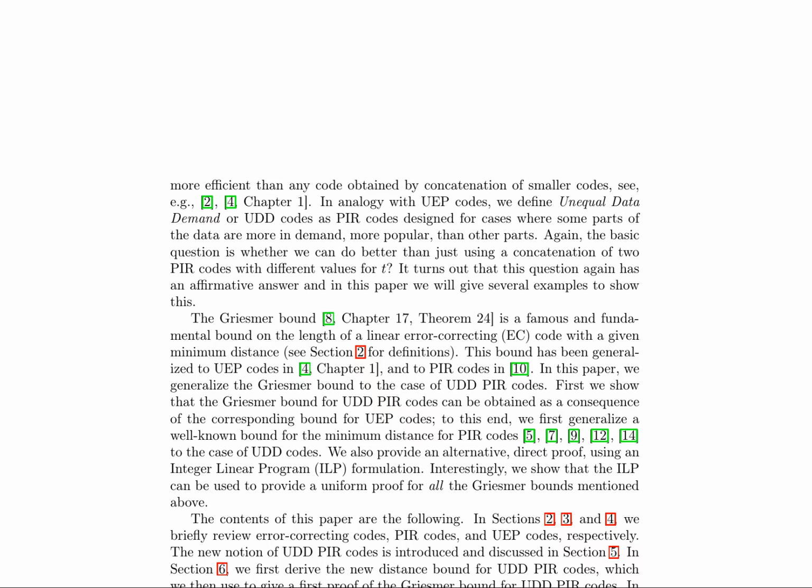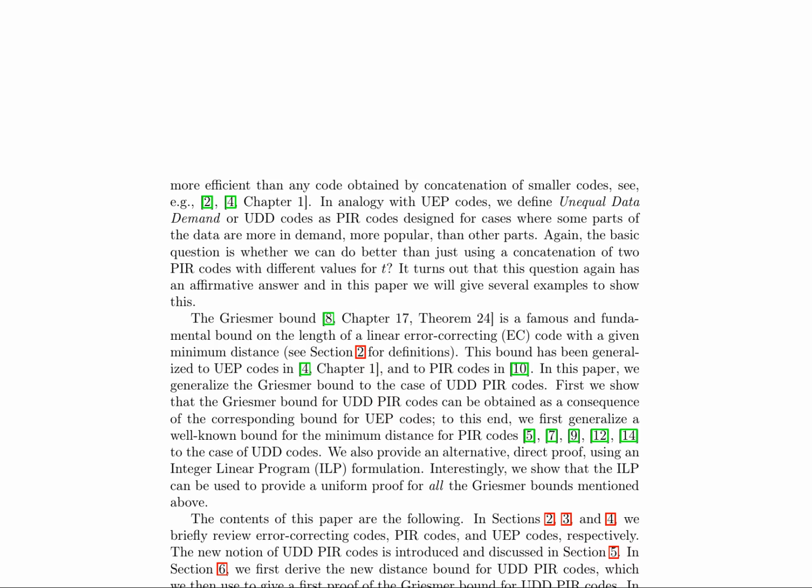T. A fundamental bound on the length of linear error-correcting codes with a given minimum distance, known as the Griesmer bound, is generalized to UDD PIR codes. The authors first show that the Griesmer bound for UDD PIR codes can be obtained as a consequence of the corresponding bound for Unequal Error-Protection (UEP) codes. They then provide an alternative, direct proof using an integer linear program (ILP) formulation.